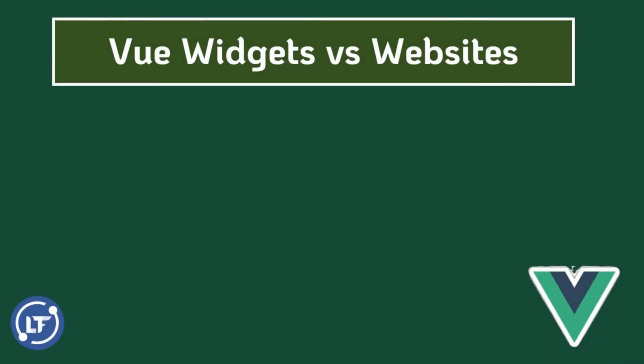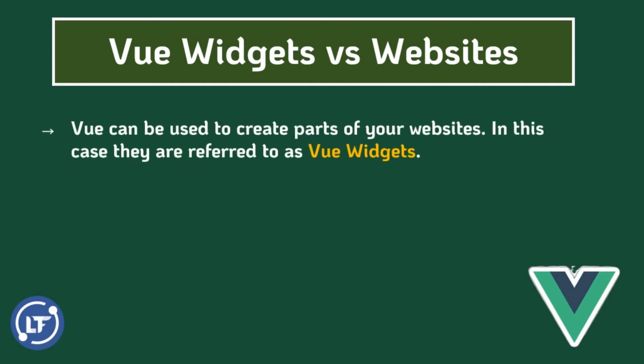Now, one more thing, let's look at Vue widgets and Vue website. Vue can be used to create different parts of your website. In this case, they are referred to as Vue widgets. You can have your website built with any other technology, and then just a small part of that website is being controlled by Vue. That aspect that is being controlled by Vue is called a widget.